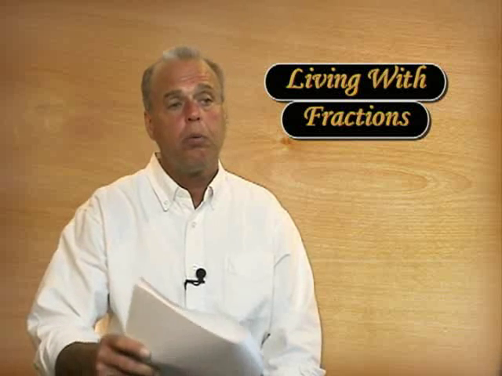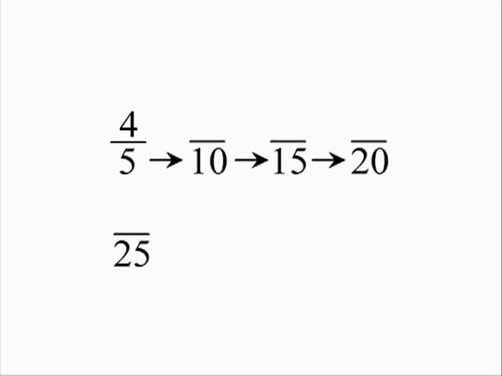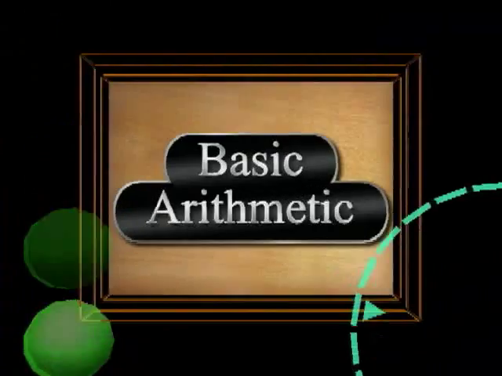That's correct. What would be some other good choices to raise 4/5 to? Some good choices would be 10, 15, 20, 25, 30, 35, and so on. The corresponding tops of these fractions would be 8, 12, 16, 20, 24, 28, and so on. Well done. Now let's see if we can figure out the rules for reducing fractions.